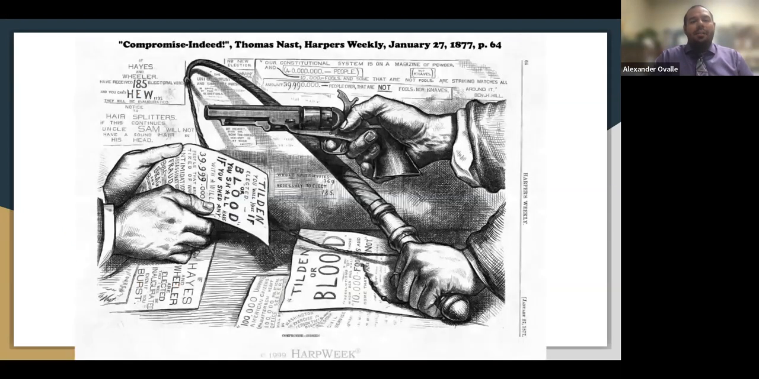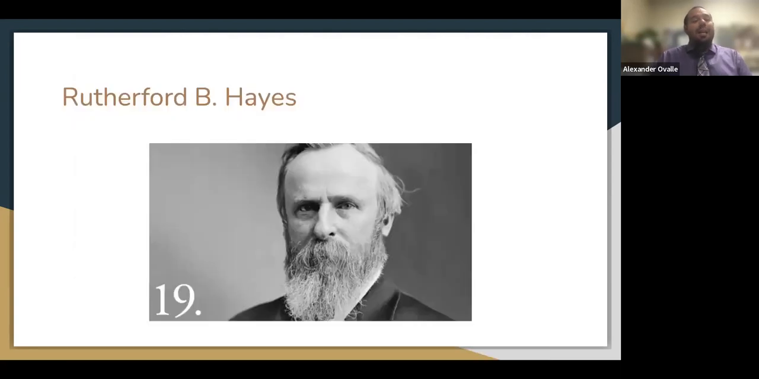That's Harper's Weekly, Tilden or Blood. Tilden was there. So basically, you're going to vote for this guy, or I'm going to point this gun at you until you do vote. So voting intimidation was rampant. And now that there's no soldiers to protect, anyone can be coerced to vote how they're supposed to vote. And that's how Rutherford B. Hayes is the new president.